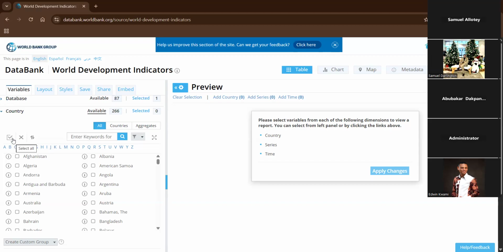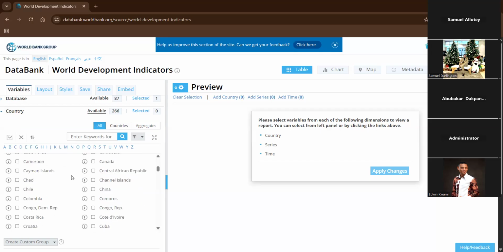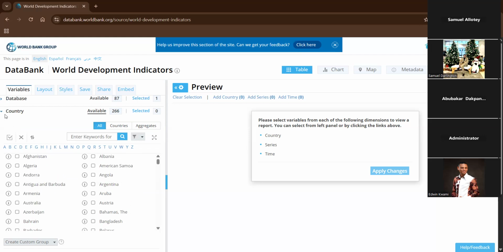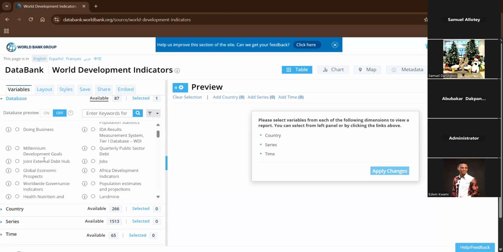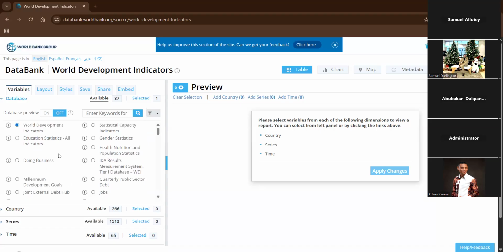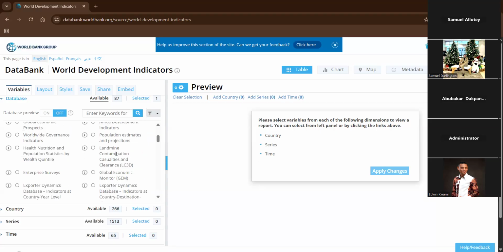It's for all countries. You can have all countries here. But as we know, for developing countries like Ghana, Togo, Benin, there are mostly missing values in those data, but you can still have the data complete for some of the variables. So when you open it, it has different databases. We have the education statistics, doing business, millennium development goals, and so on. It has different indicators.